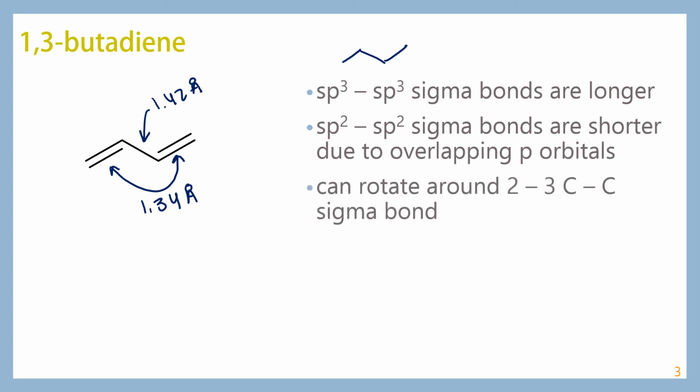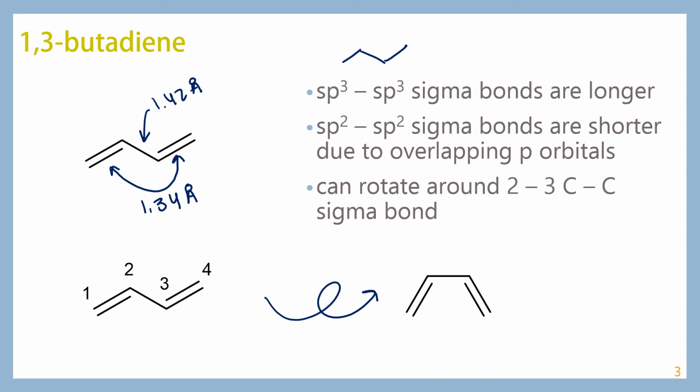Also, we can rotate around the 2,3 carbon-carbon sigma bond. So remember that any single bond has free rotation around it. So if we were to rotate around the single bond, we would end up with this form of the structure, which is still 1,3-butadiene. We haven't really changed anything. But this form is called S-trans, and this form is called S-cis. So the S in this name is indicating that the double bonds are trans to each other with respect to the single bond. So the S stands for single.